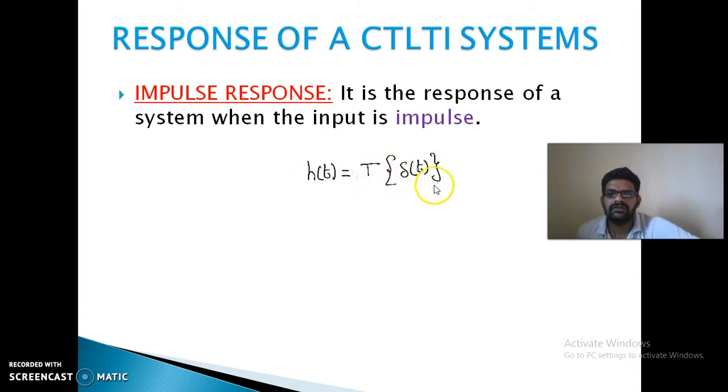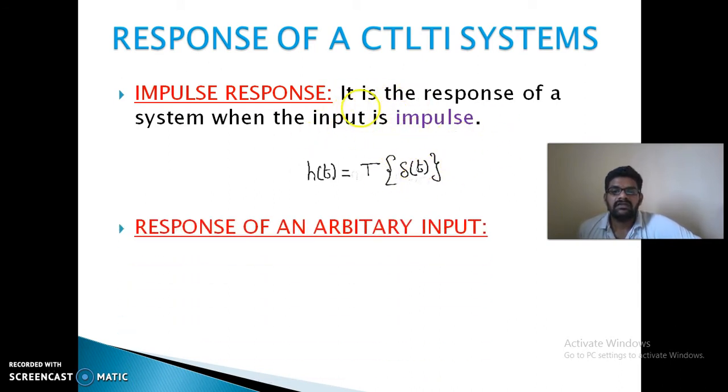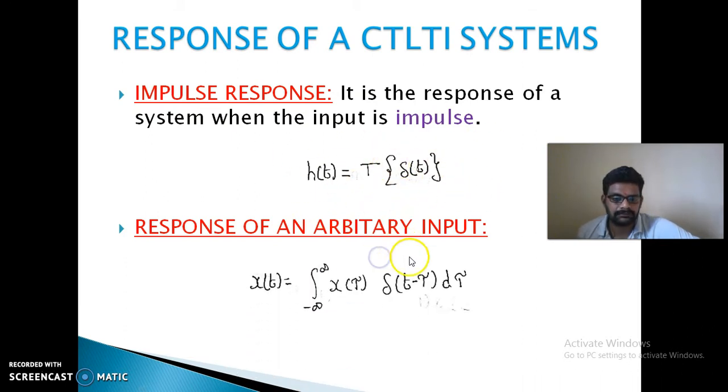Delta function is defined at t equal to 0. So if you apply a delta function as an input to the system, then the output of the system is the actual behavior of that system. That is called the impulse response, and that is the ideal response. If the input is anything other than del of t, then the system response is known as the actual output or response of the system.